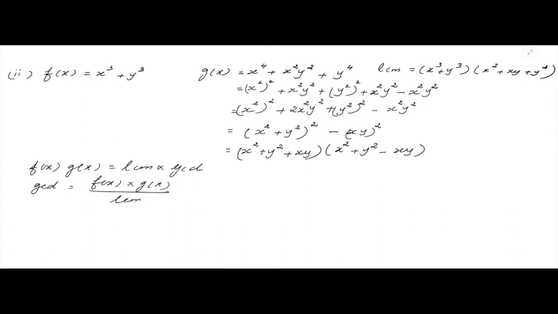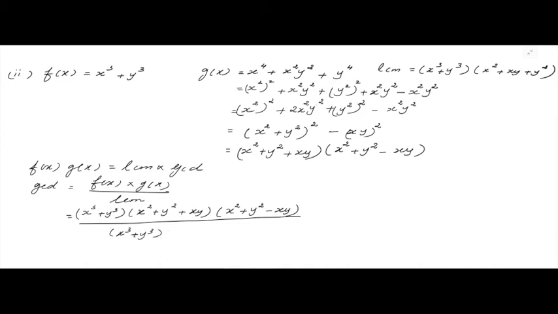And now what is your f of x? It is x power 3 plus y power 3, and your g of x is x power 2 plus y power 2 plus xy into x power 2 plus y power 2 minus xy. Whole thing divided by the LCM, which is x power 3 plus y power 3 into x square plus xy plus y square. So these two get cancelled.